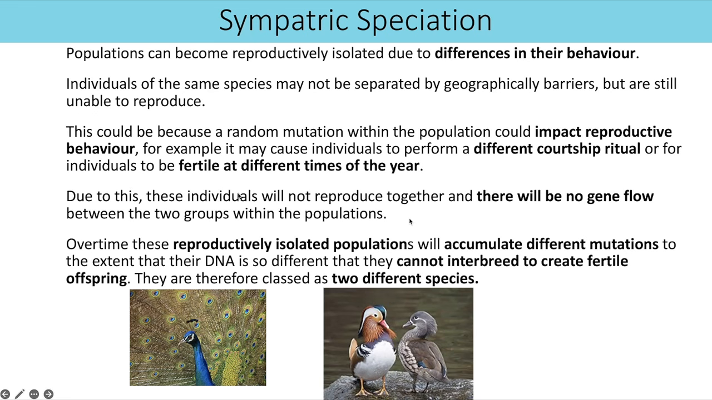And due to this reproductive isolation, these individuals will not reproduce together, and there'll be no gene flow between those two groups in the population. And over time, those reproductively isolated populations will accumulate different mutations to the extent that their DNA will become so different that they cannot interbreed to make fertile offspring anymore if they were to start breeding together, and therefore they're classed as two different species.